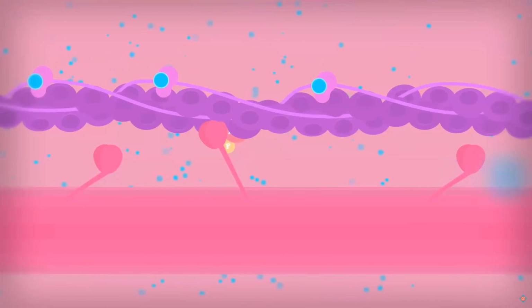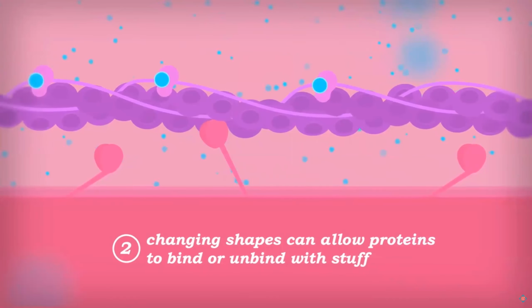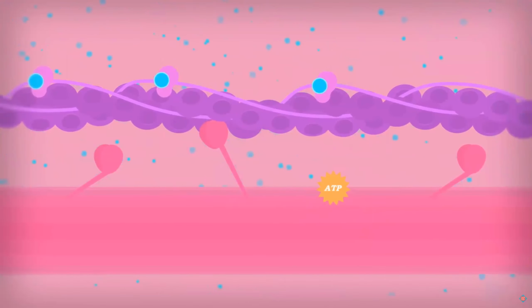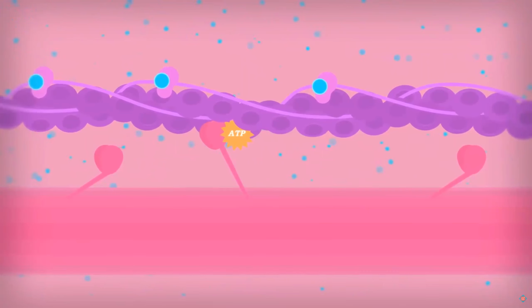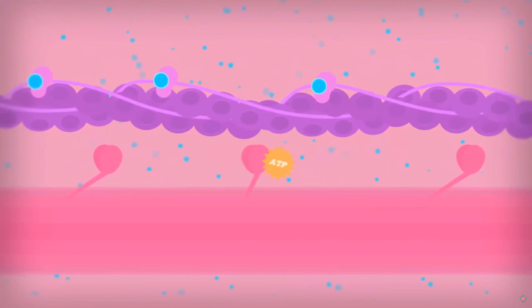Now, with its energy spent, that little head has no use for the ADP and the phosphate, so they unbind with it because, remember rule number 2, changing shape encourages proteins to bind or unbind with stuff. That unbinding causes a small change in its shape, which lets a fresh ATP bind there in its place. That binding causes another shape change, but this time it causes the myosin to release from the actin in a tear-jerking scene like some microscopic recreation of the finale from Titanic.